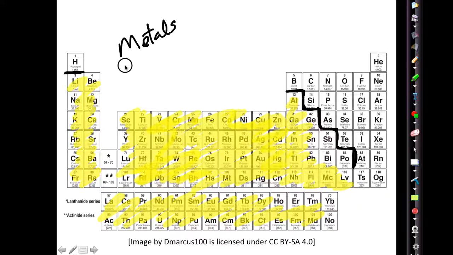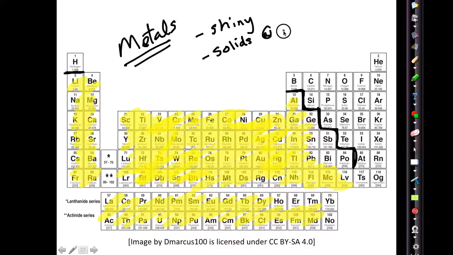So you probably know a little bit about metals just from prior science classes or from personal experience. Just some typical characteristics of metals. Many of them do tend to be shiny when they are smooth and clean. Many of them, nearly all of them, do tend to be solids at room temperature.